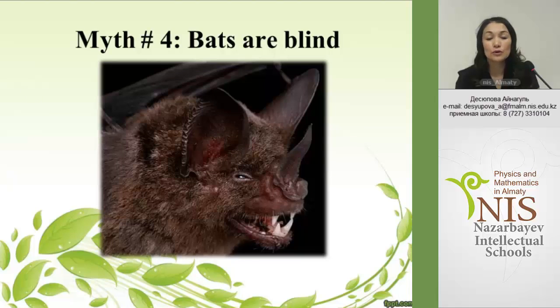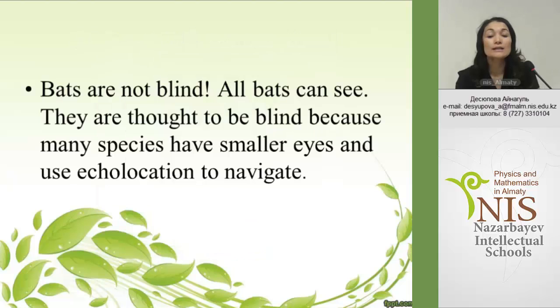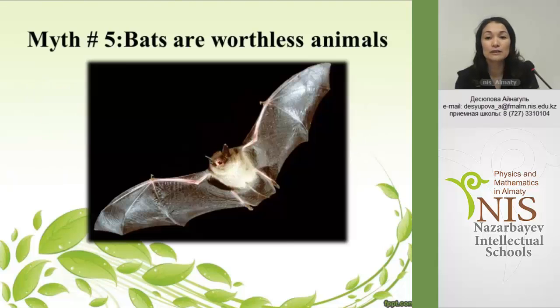Myth number 4: bats are blind. Bats are not blind, all bats can see. They are thought to be blind because many species have smaller eyes and use echolocation to navigate. And the last myth, number 5, is that bats are worthless animals.